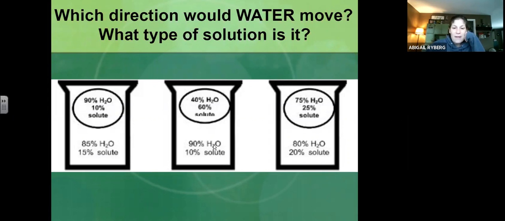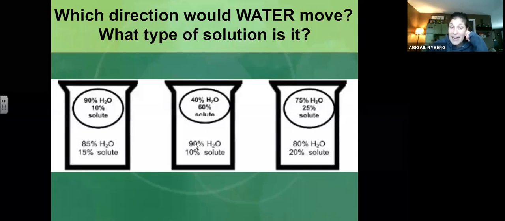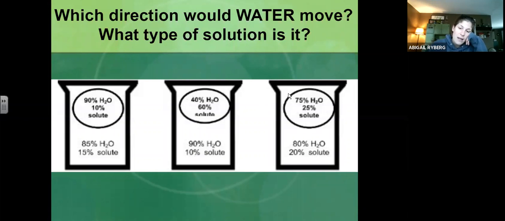If we look here at the middle beaker, we're looking at the concentration of water, and there's 90% in the solution here and only 40% water in the cell. So water is going to go from the higher concentration, which is 90%, and move into the cell. The third one here, there's 80% water in the beaker and 75% in the cell. So the water is going to move from higher concentration into the lower concentration, which is in the cell.